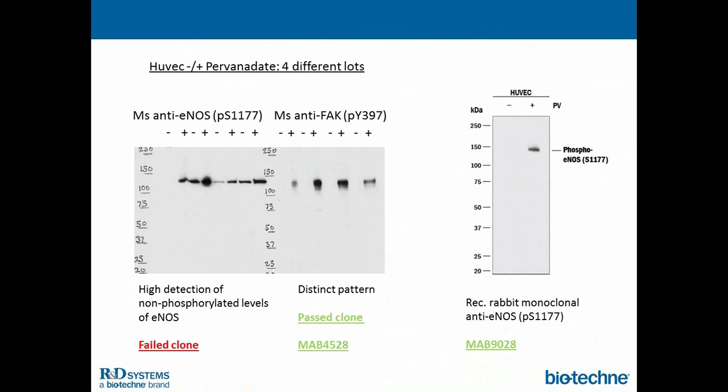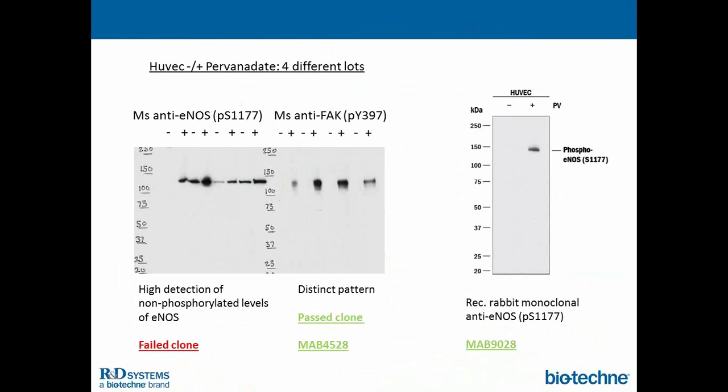The second example is HUVEC cells treated with pervanadate. In this case, we used 4 different lots. And on this one, we could see very nice induction of the phosphorylation on FAK in all 4 lysates. While the first one was a little weak, it was still induced. We used those lysates to actually develop a new product. We were at that point interested in phosphorylation of eNOS. And the mouse antibody that we had tested showed very little to no clear induction, so it depended a little bit on the lysate, and it just didn't quite mimic what we saw with the anti-FAK antibody.